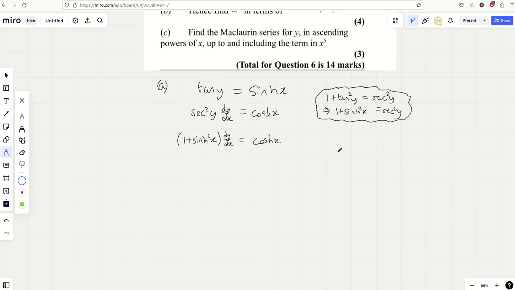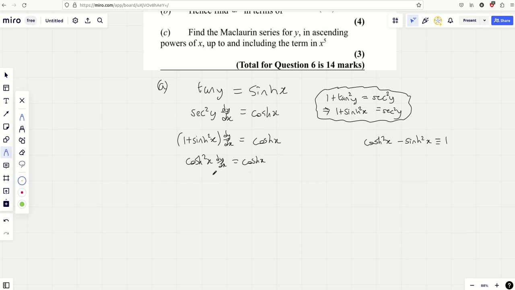x. And then I thought to myself, hang on, isn't 1 plus sinh squared cosh squared, because cosh squared x minus sinh squared x is identical to 1, yeah? And so 1 plus sinh squared is cosh squared. So I then wrote cosh squared x dy by dx is cosh x.